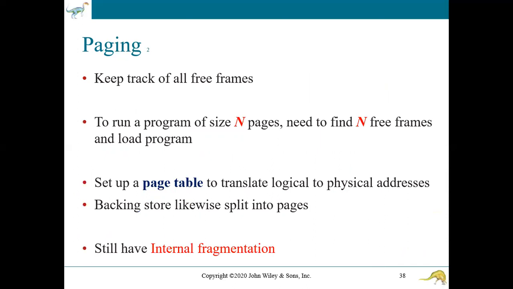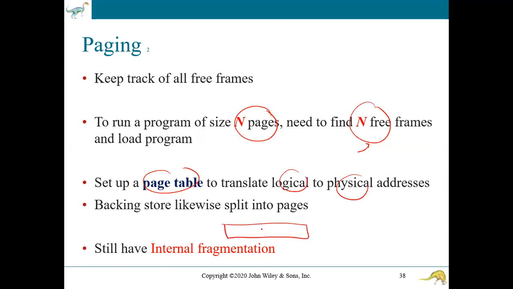Okay, so a program may have n pages. That means you are putting into n frames. So you have to look for n free frames to load them. And a page table is going to translate the logical address to physical address. So that means you have logical address, which is a page number here, and the offset here, and you replace the page number with the frame number, right? So you'll still have internal fragmentation because the last page or frame of the process is not 100% full.